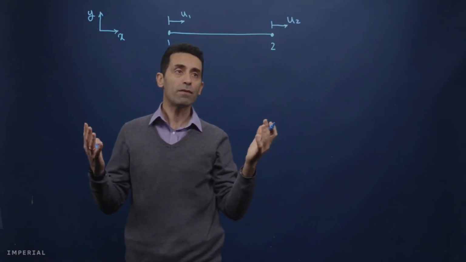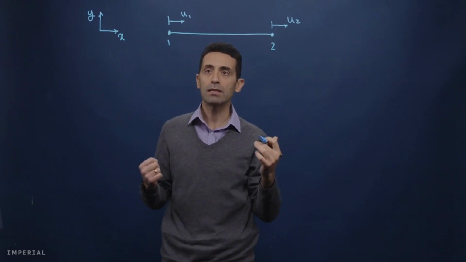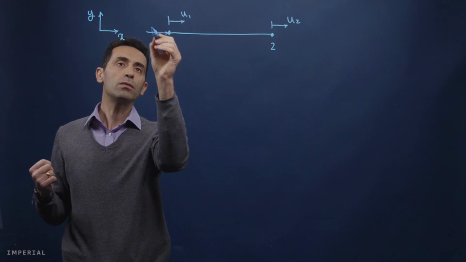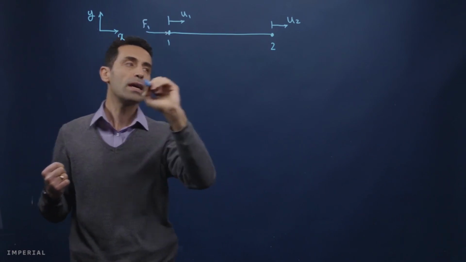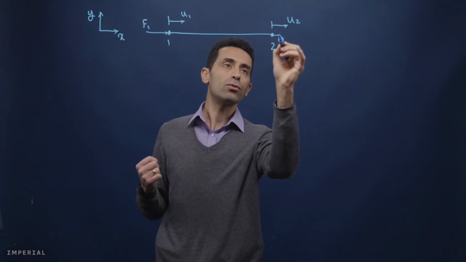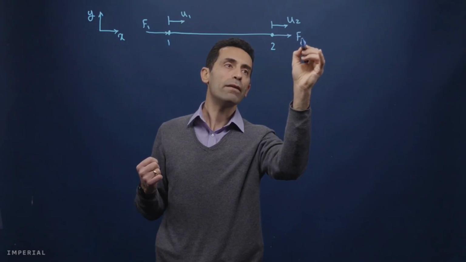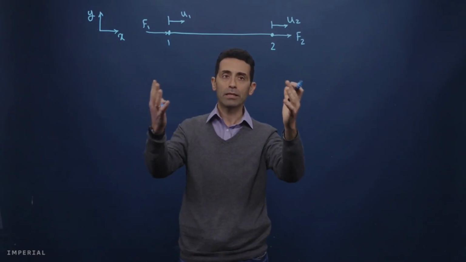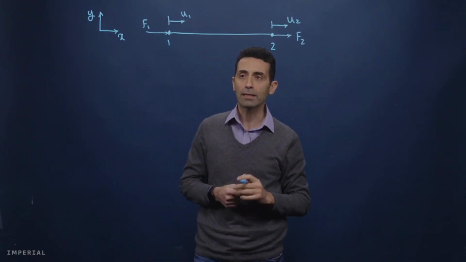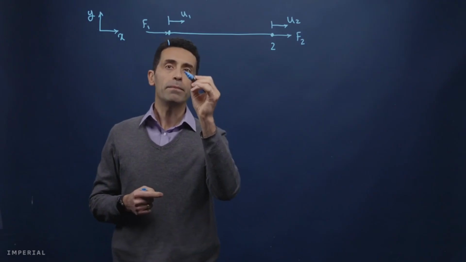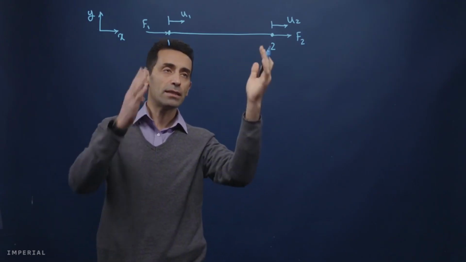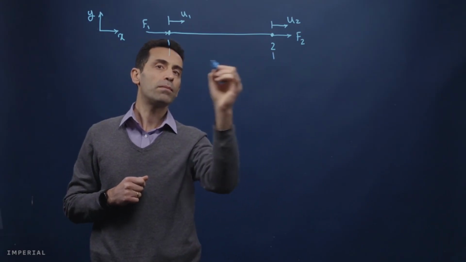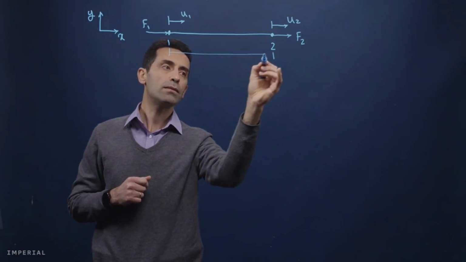And of course, there have to be forces that will cause these displacements. The force that is applied on node 1, we call F1. And the force that is applied on node 2, we call F2. All right, now we have the free body diagram of that truss element. You will see later that we will need the length of the truss element as well. So let's call the length L.